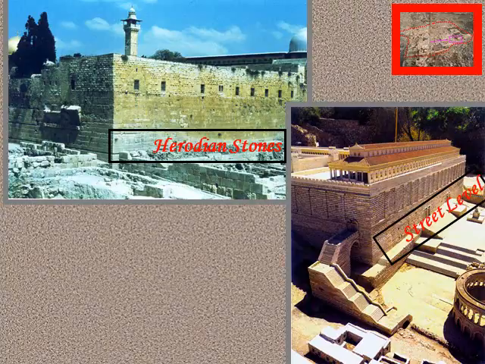Now we're coming back to the southwest corner in the top left picture to show the Herodian stones. The white stones you see in that black rectangle are essentially what's left of the temple on the south end of the temple approach too.